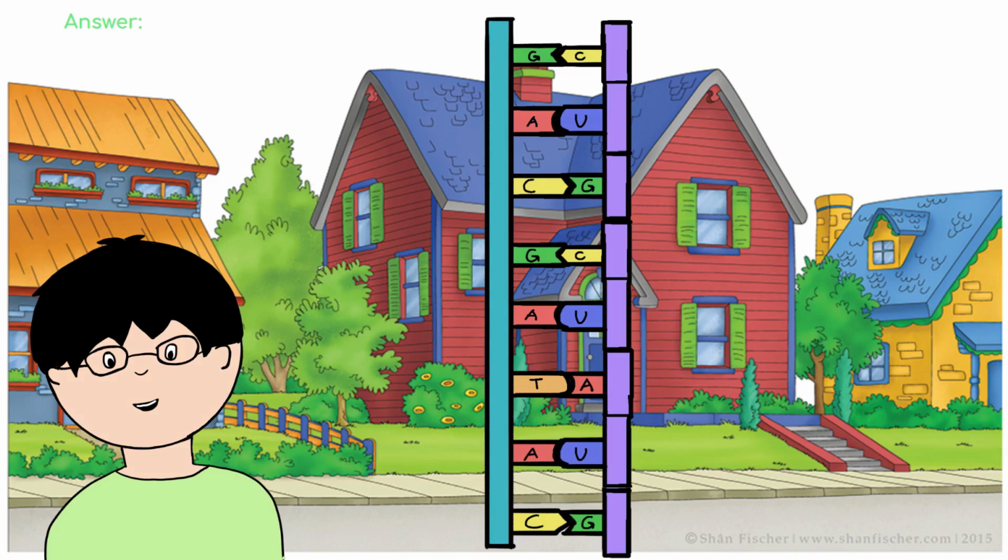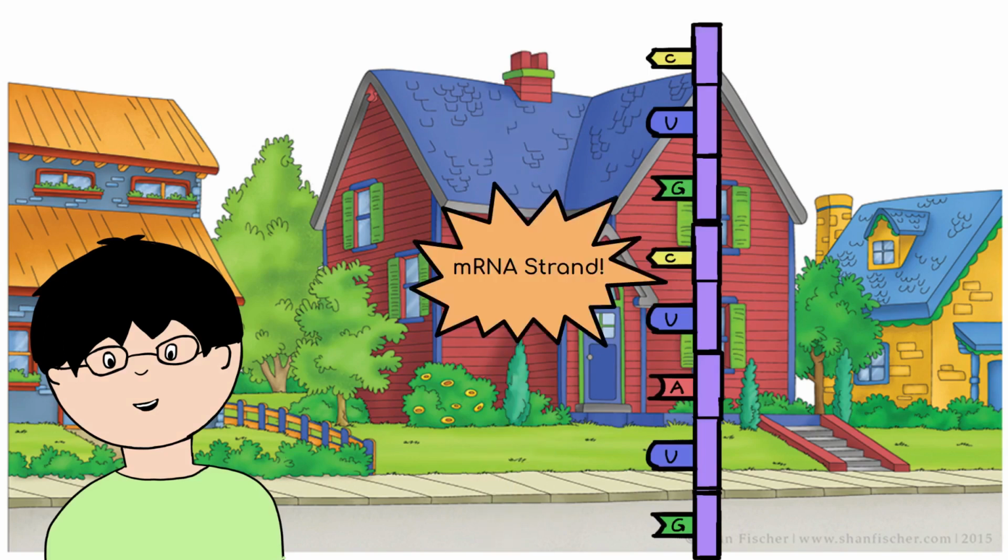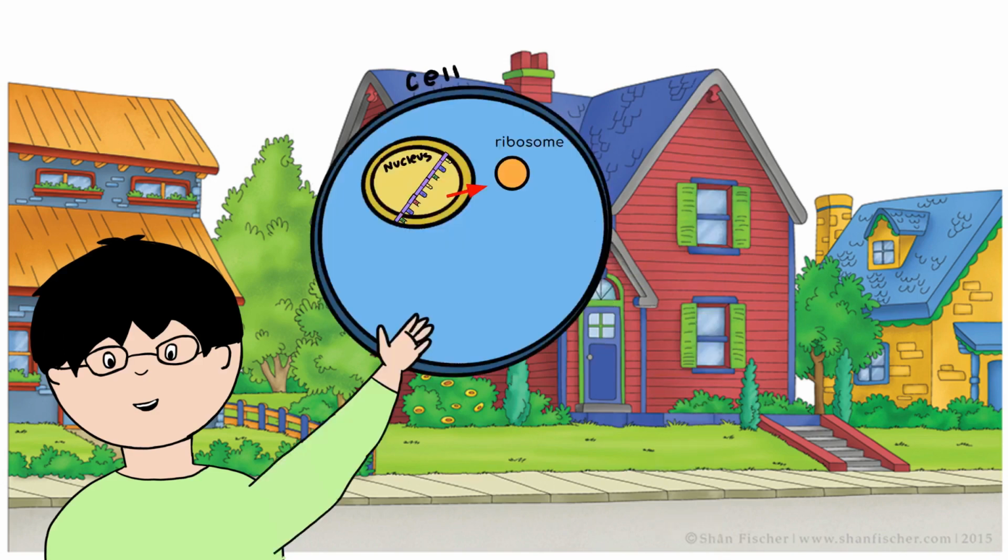Once the unzipped section of DNA has been copied, the mRNA detaches from the DNA, leaving it as a single-stranded mRNA. This is our mRNA strand. This is the step of protein synthesis called transcription. After this, the mRNA leaves the nucleus like the copies of the blueprint. The mRNA goes to the cytoplasm, into the ribosomes.